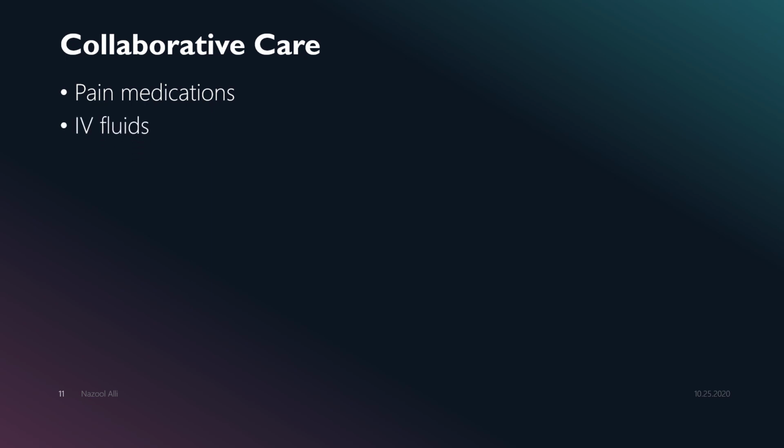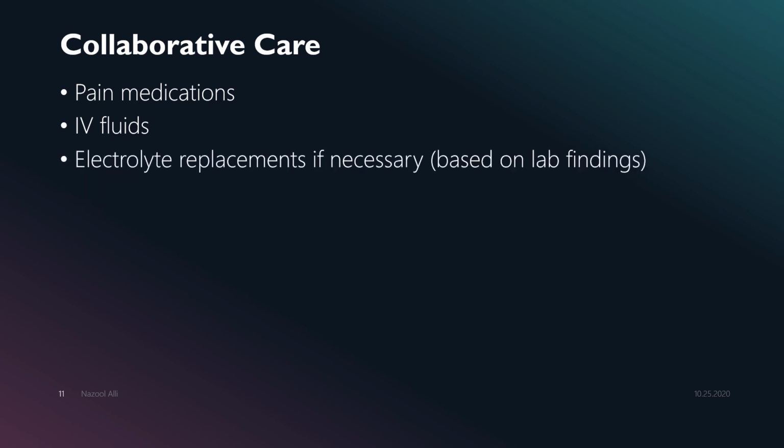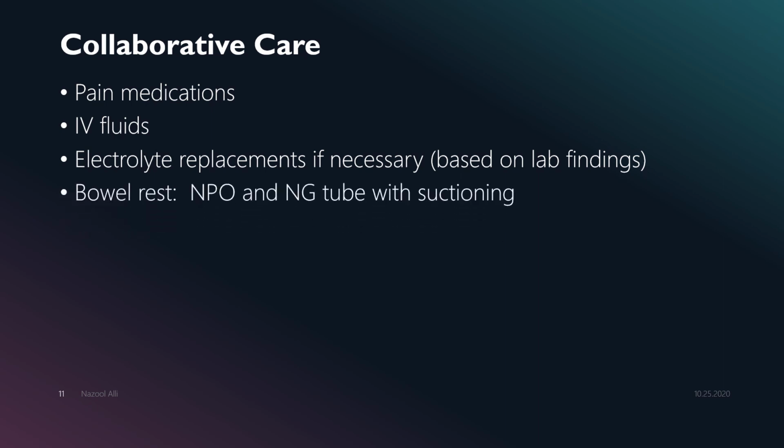IV fluids is a must. Remember your patient, especially if they're bleeding from the pancreas or anything like that, we need to replace. So we're going to give them IV fluids to replace or to maintain that plasma volume. Usually we want to give them what we call aggressive hydration therapy. Electrolyte replacements, depending on what your lab diagnostics find, then you're going to replace your electrolytes, whether it's sodium, potassium, or calcium, you want to replace them accordingly.